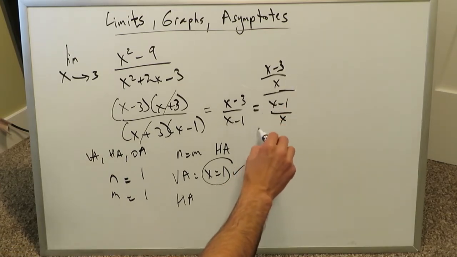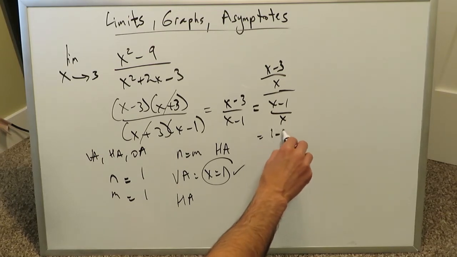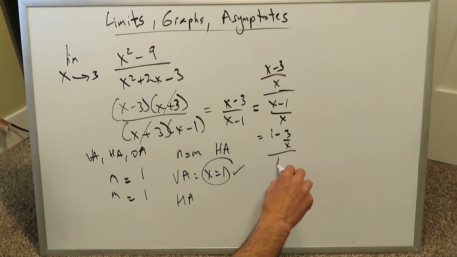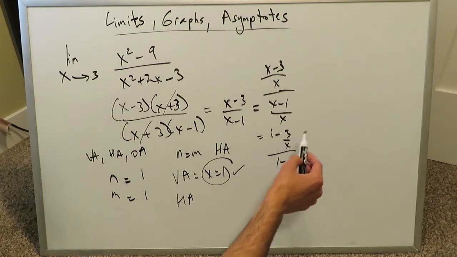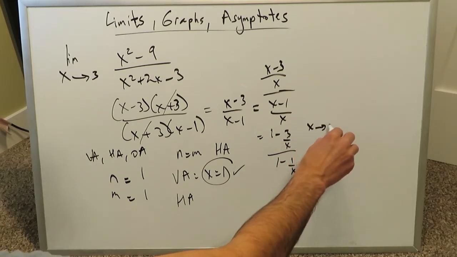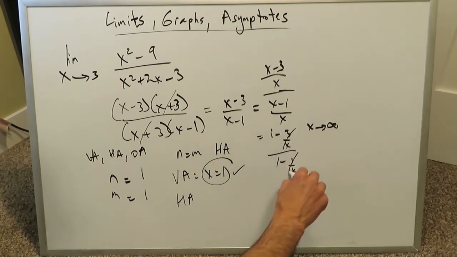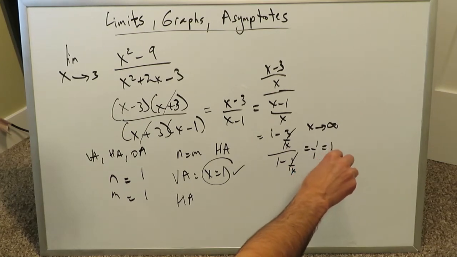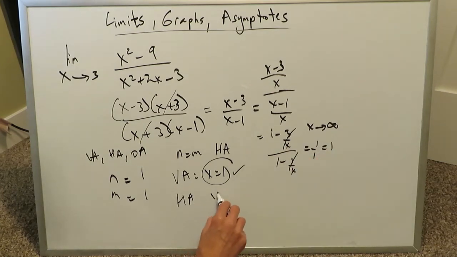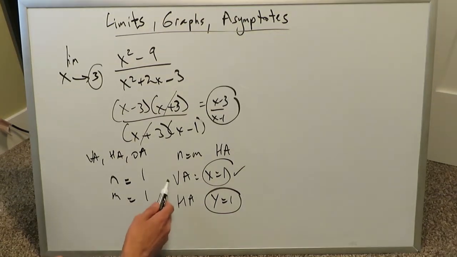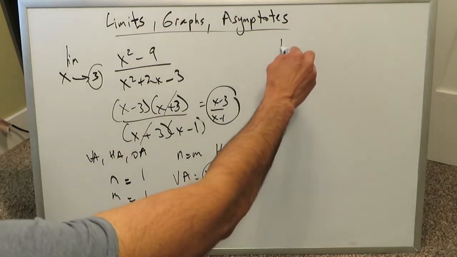You simplify that. When you simplify that, you get 1 minus 3 over x divided by 1 minus 1 over x. As x values approach infinity, these zero out. You get 1 over 1, which is equal to 1. So your horizontal asymptote y equals 1 is determined. There is no oblique asymptote. So now you have everything you need to know for the graph of this function. With this information, we can easily do a graph.